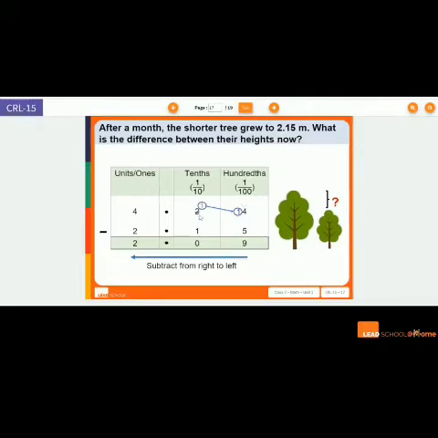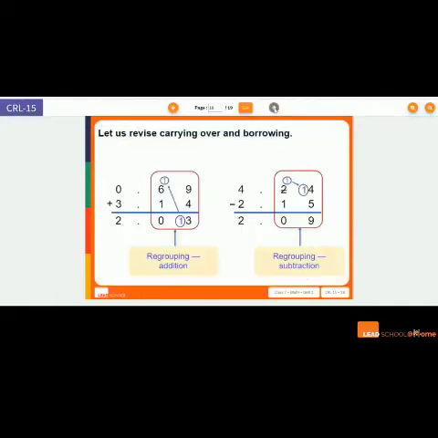All right. So I've borrowed 1 tenth from my tenths position to my hundredths position. So automatically 1 tenth turns into 10 hundredths. So this is 14 minus 5, that is 9 hundredths. 1 tenth minus 1 tenth is 0. 4 minus 2 is 2. So the difference between their heights is 2.09 meters. Correct? The difference between the heights of the trees is 2.09 meters.